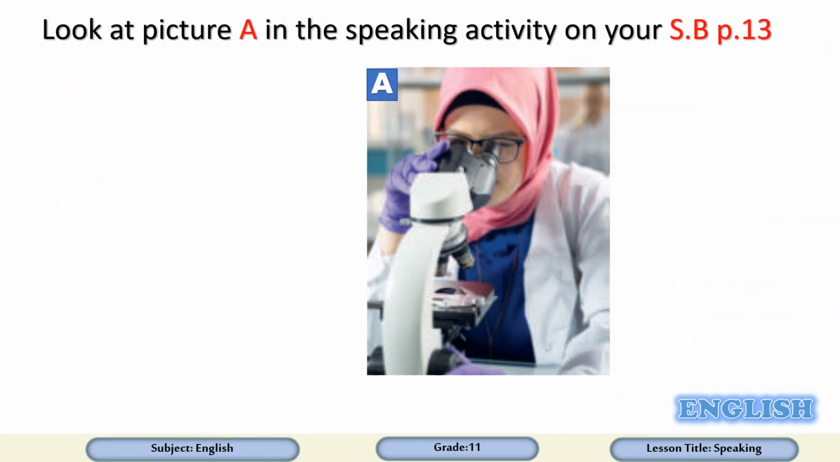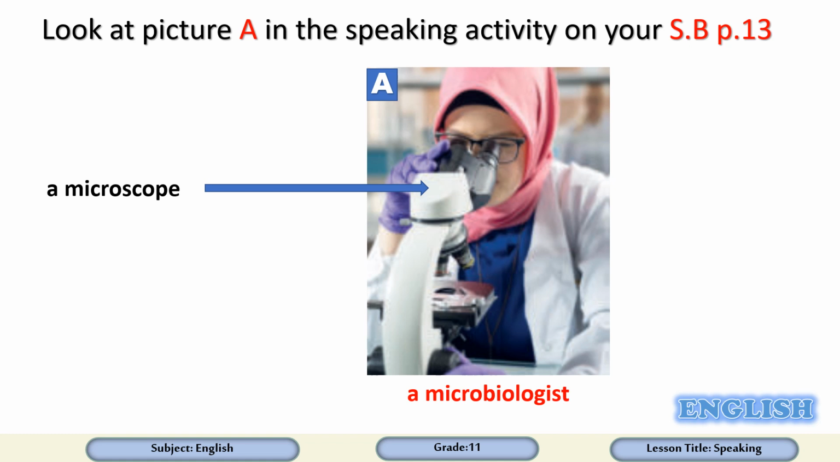Look at picture A in the speaking activity on your student book, page 13. Look at the woman. What's she using? Yes, very good. She is using a microscope. What can be her job? Yes, excellent. She can be a scientist. Yes, it's possible she can be a researcher or a lab technician. Or another job will be a microbiologist.